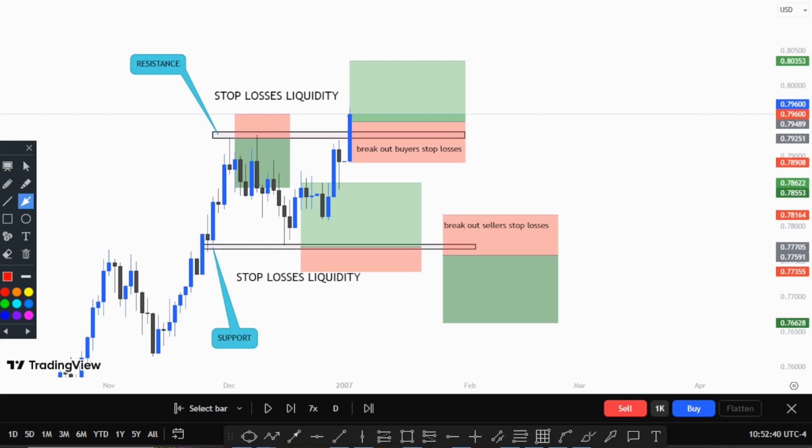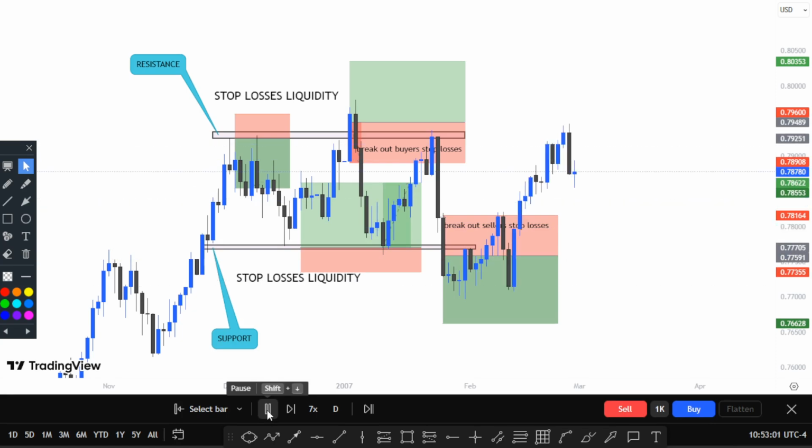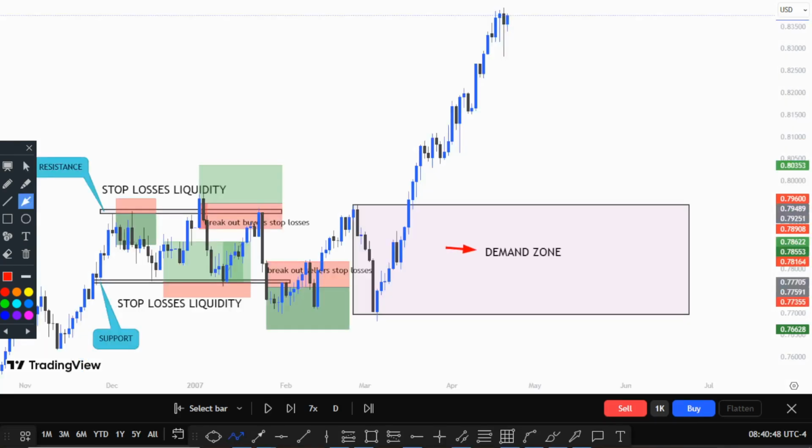Institutions with their large orders which they cannot offload at once, will then scale in their orders into the market as they sweep both the buy side and sell side liquidity. Since the best discounted price within this consolidation is below the support, they will wick the price down, sweep the buyers' stop losses and drive the market up, clearing any liquidity on its way up. This therefore forms our demand zone. We now wait for the market to come back to this demand zone and take a buy position after confirmation.